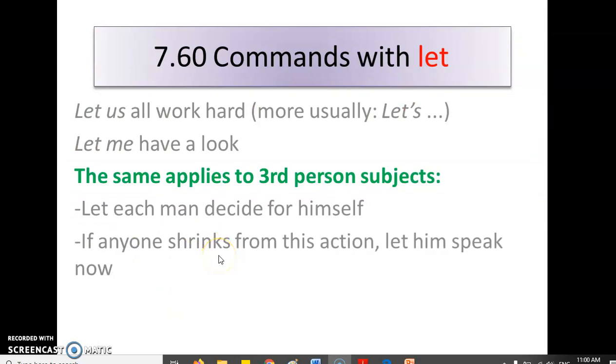Another type of command is with the verb "let." So here, "Let us all work hard." Most usually we use this "let" with a contraction, "Let's." "Let me have a look." Here, "let" can be applied to the third person subject. For example, "Let each man decide for himself." And another example, "If anyone shrinks from this action, let him speak now."